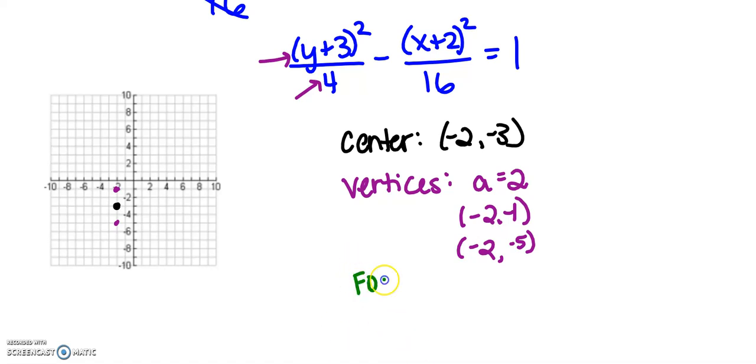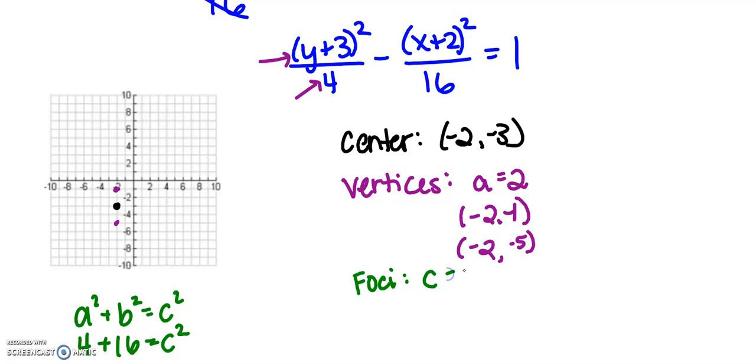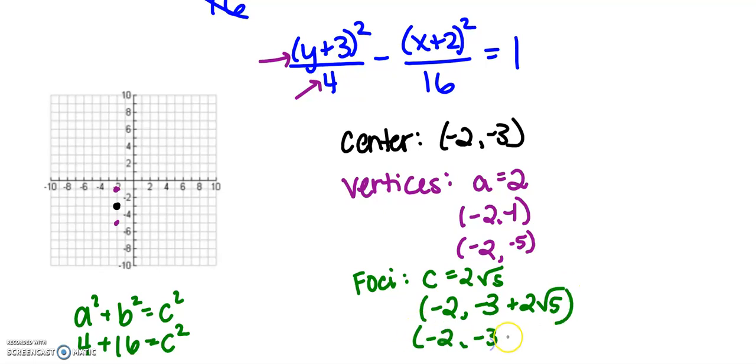The foci, as some teachers would say, is going to be based off of c. So we know that a squared plus b squared equals c squared in a hyperbola. So we've got 4 plus 16 equals c squared. So c is equal to the square root of 20, which is 2 root 5. So I'm at negative 2, negative 3, and I'm going to add 2 root 5. So negative 2 comma negative 3 plus 2 root 5, and negative 2 comma negative 3 minus 2 root 5.